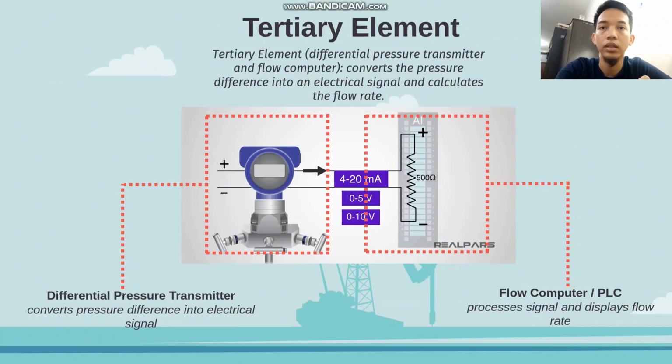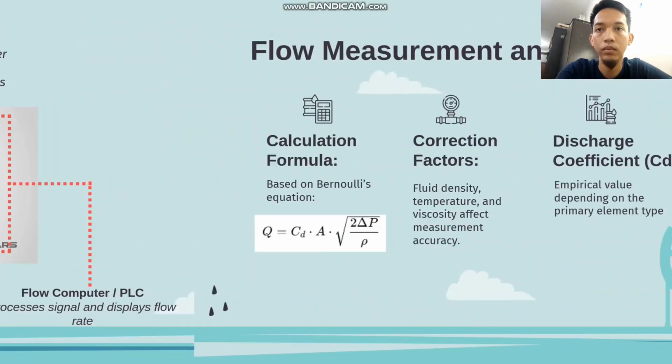It processes the data and calculates the actual flow rate of the fluid. Finally, the flow rate is displayed or sent to the control system for monitoring and further action. Together, these parts make sure the pressure difference is accurately converted into useful information.